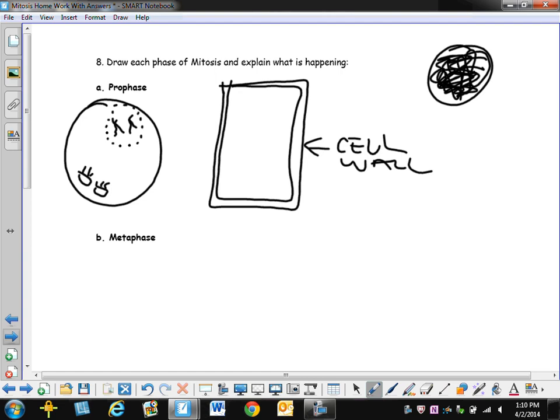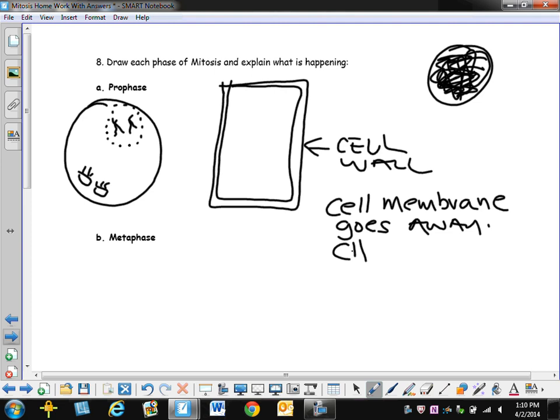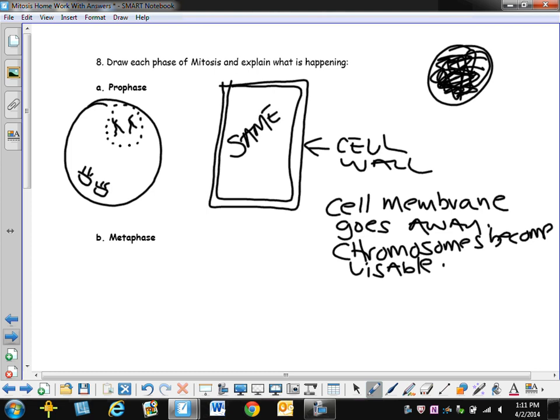So you could write in here the cell membrane dissolves or goes away. Chromosomes become visible. And I'm just going to write same here, because same thing's happening in the plant cell.